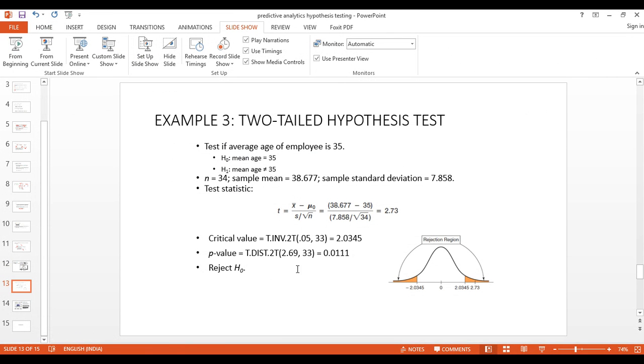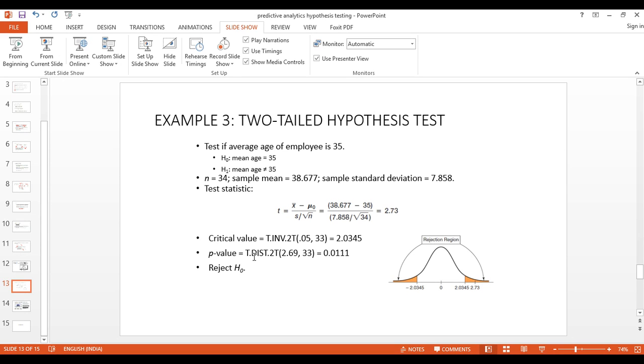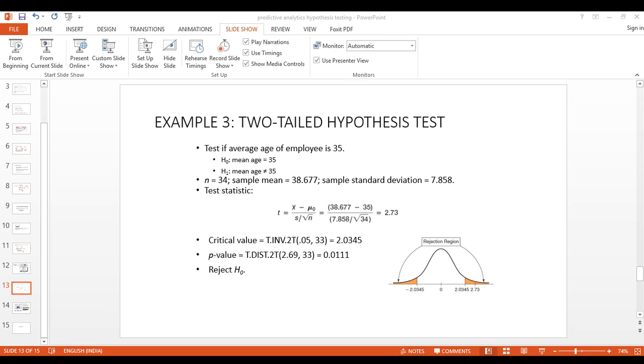2.03. So let's come back to our, yeah, here 2.03. Now let's look at p-value. P-value we get from t distribution 2t. This is the value we are interested in.